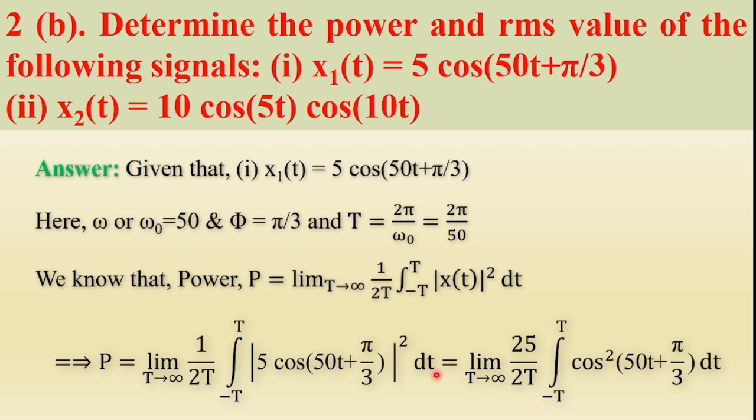dt. So 5 square is 25, which is written before the integration, which is equal to limit T tends to infinity 25 by T integral minus T to T cos square of 50t plus pi by 3 dt.